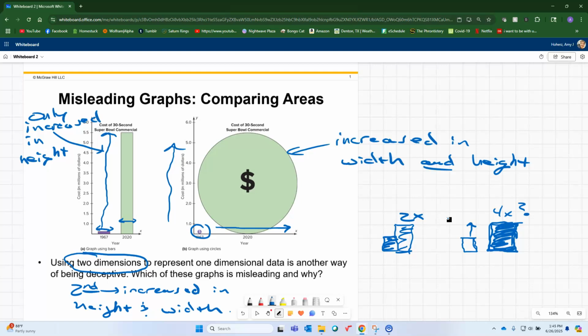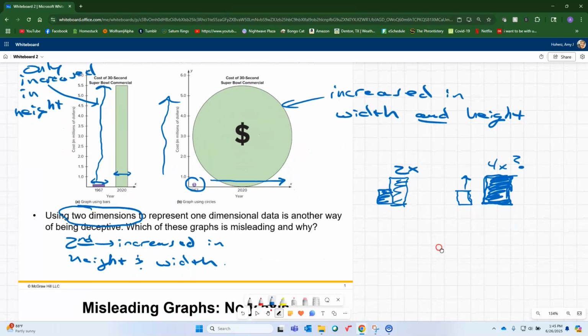When you do two-dimensional, it makes the increases look magnified even more. So instead of being twice as high, it's 2 times 2. If it was 5 times as high, if you use a two-dimensional shape, it would look 5 times 5 or 25 times as big. So it just is not a representative area of what actually happened.